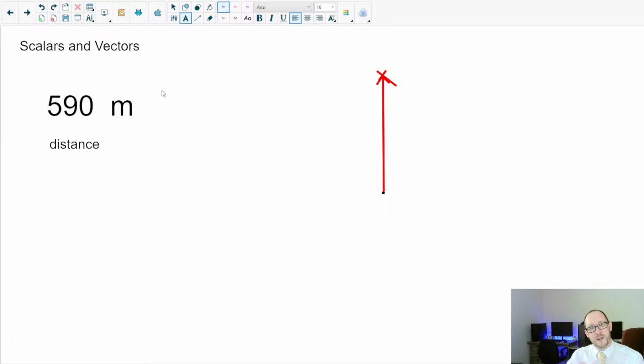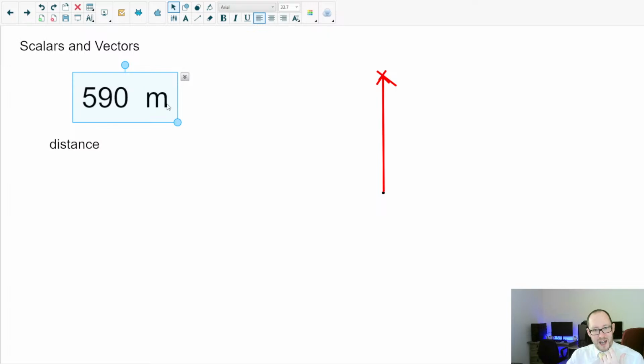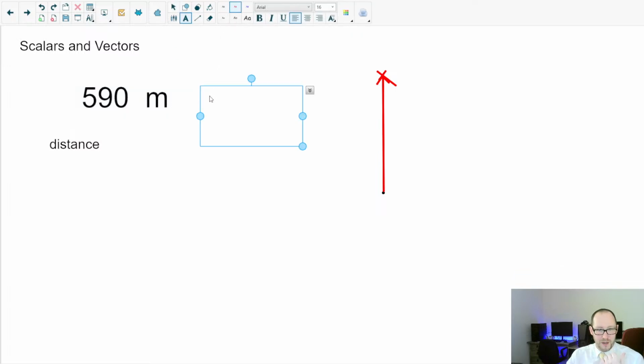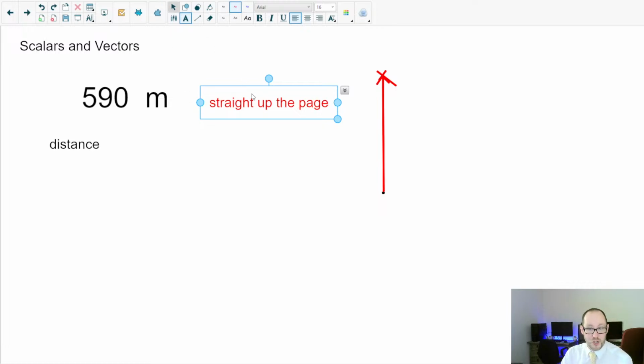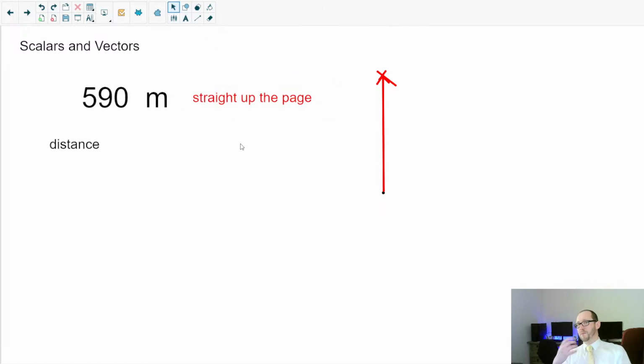Okay, this is the difference between a scalar and a vector. A scalar quantity has a size and a unit, but a vector quantity has an additional bit here. It has a direction. And it can be as vague as straight up the page, or it can be as precise as 119.45 degrees north of the equator, starting at whatever your starting point is in the middle of the equator. Geography is not my thing. Okay, does that make sense?